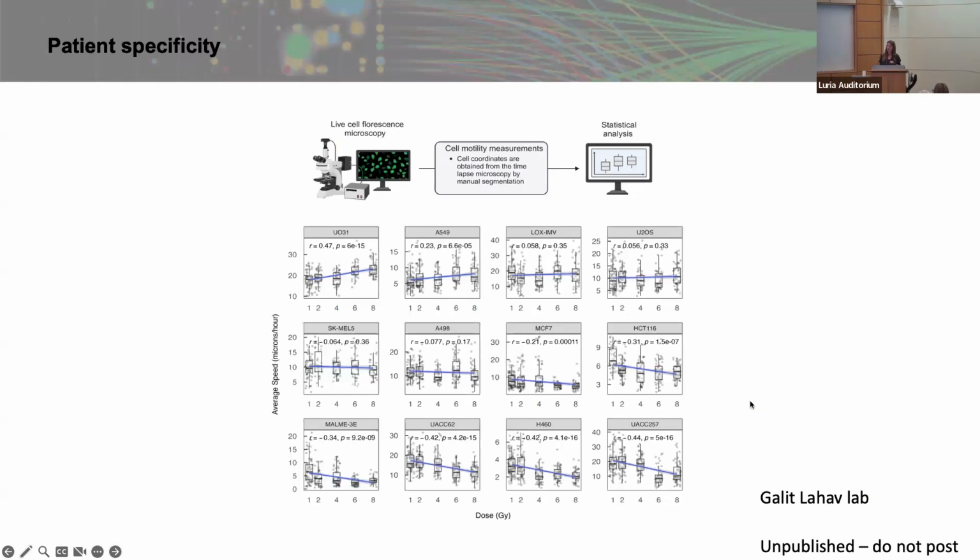And so in collaboration with Galit Lahav's lab at the HMS Systems Biology Department, we characterized a number of different cell lines in terms of their migratory behavior in response to radiation exposure. Here on the x-axis are the different gray of radiation that were administered to these in vitro cell populations. And then we measure speed of displacement. And this is Brownian motion. So it's not a directed migratory behavior. It seems to be just random migration. But you can see that in some of those, this is a lung cancer cell line, for instance, there's a positive correlation between radiation exposure and migration.